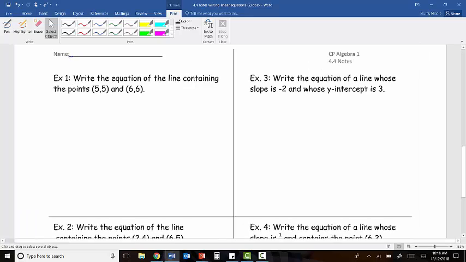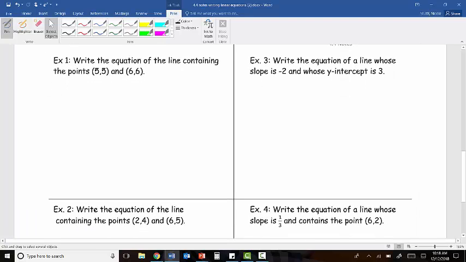So on the back, we have a little bit of a mix. And what we need to do is first identify the case, and then 2, go ahead and go about the steps for that case. So example 1 says, write the equation. So you know your answer is going to have an equal sign. Write the equation of a line containing the points 5, 5, and 6, 6. So this is a case 3.